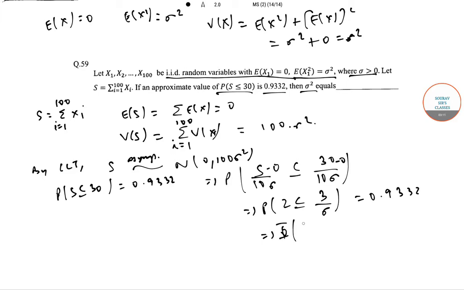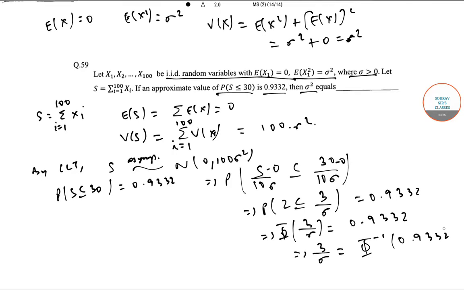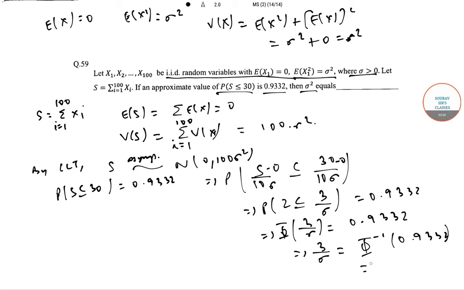That is phi of 3 by sigma is equal to 0.9332, and 3 by sigma is equal to phi inverse 0.9332. Now from standard normal tables, we will get phi inverse 0.9332 to be 1.5. Therefore, sigma is equal to 2 and sigma squared is equal to 4. So sigma squared equals 4 is the answer.